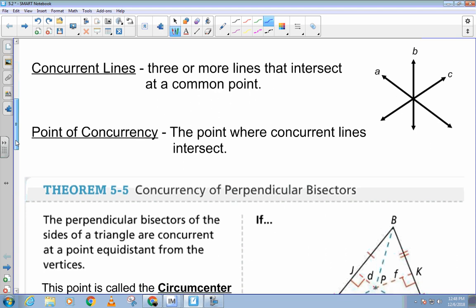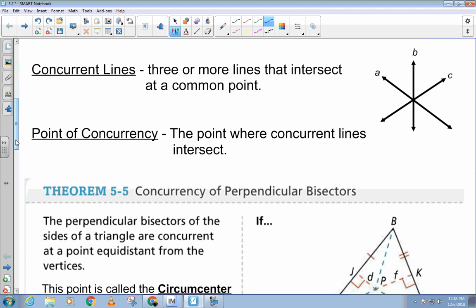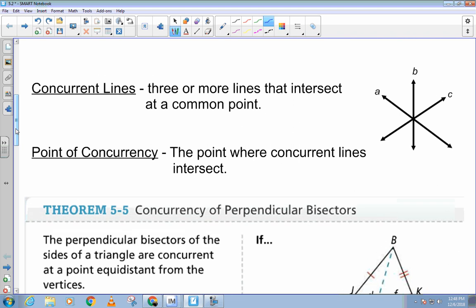When you have 3 lines that intersect at a single point, those lines are called concurrent lines. So all 3 of these lines right here are concurrent lines. The point where they intersect each other is called the point of concurrency. So 3 lines that all intersect at one point are called concurrent lines, and the point where they intersect is called the point of concurrency.